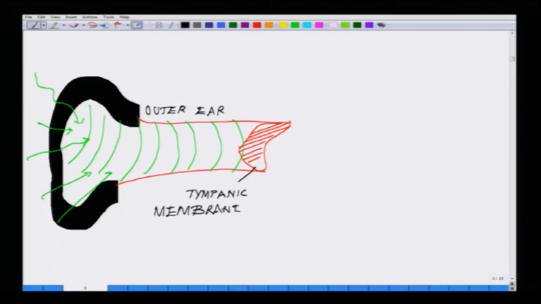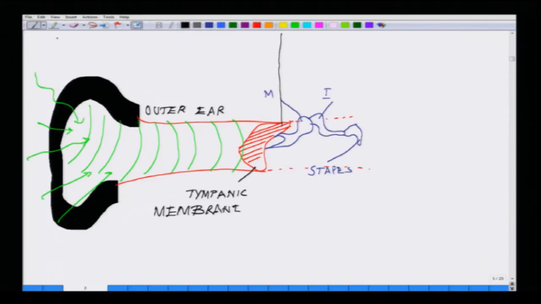Now, the sound wave moves to the middle ear, which consists of three different bones, arranged like this: malleus, incus and stapes. So, this is bone 1, malleus, and this is stapes. This constitutes your middle ear. Up to this you have the outer ear, and this is what constitutes the middle ear.